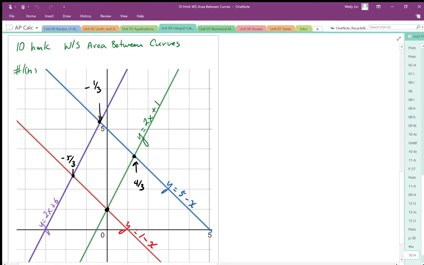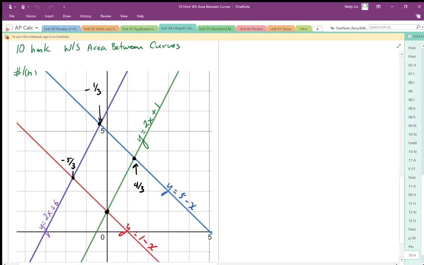We need to know the bounds of our integration. And our bounds of integration are going to be determined by these intersection points. So I've given the intersection points. Solving the intersection of the purple line and the red line, I got negative 5 over 3. Between the purple and the blue line, I got negative 1/3. And the green and red had the same y-intercept, so it's at 0. And between the green and the blue line, we get an intersection point of x equals 4/3.